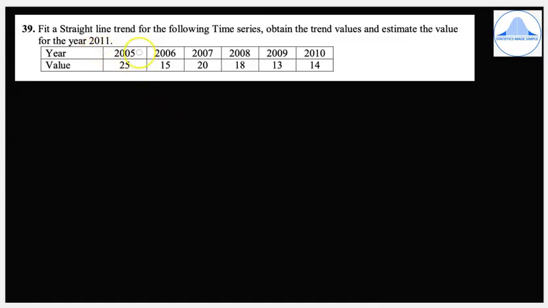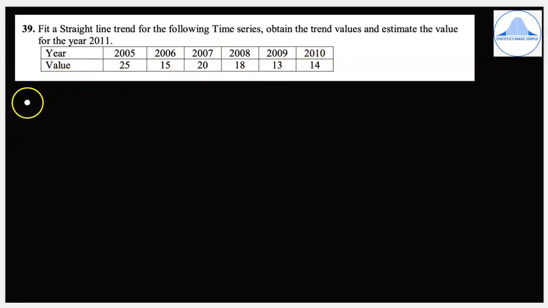39 question. Fit a straight line trend for the following time series. Obtain the trend values and estimate the value for the year 2011. The years are from 2005 till 2010 and the corresponding values are 25, 15, 20, 18, 13 and 14.